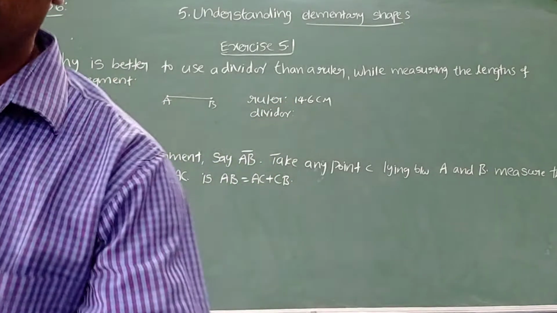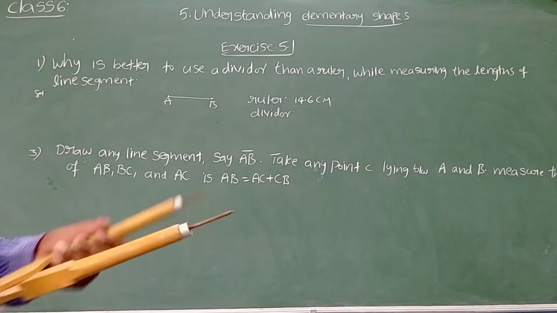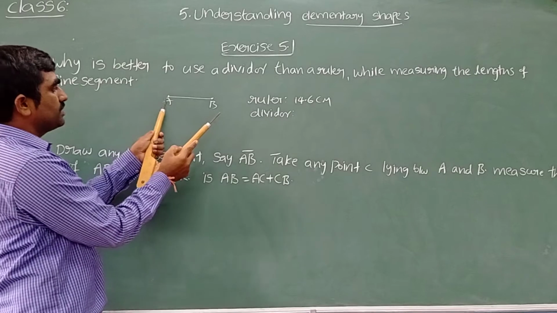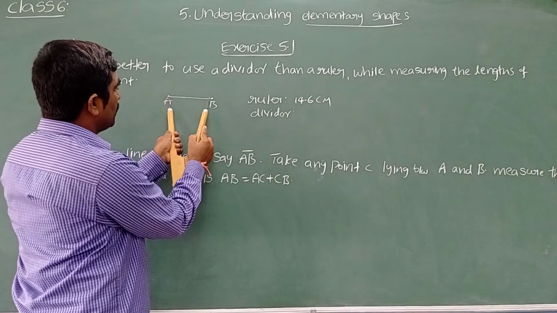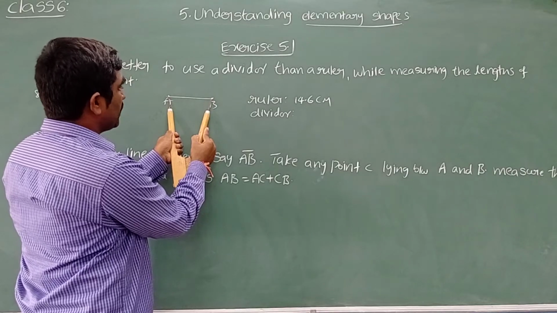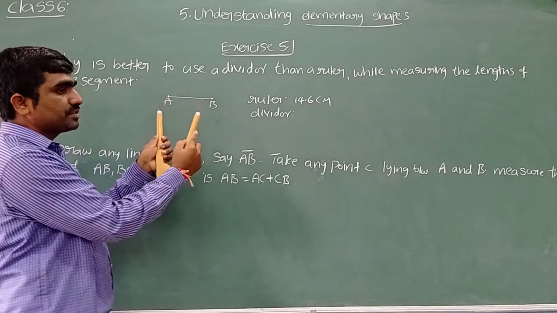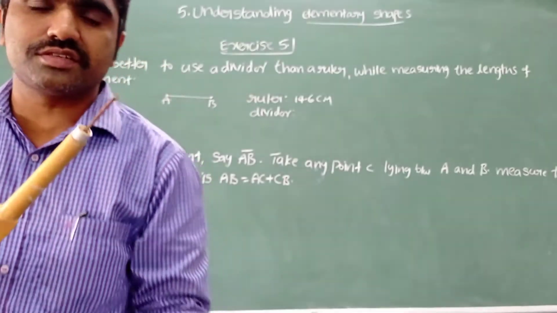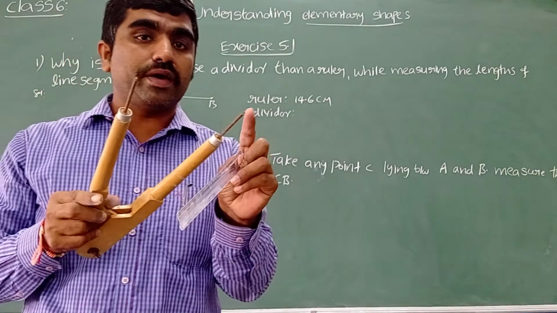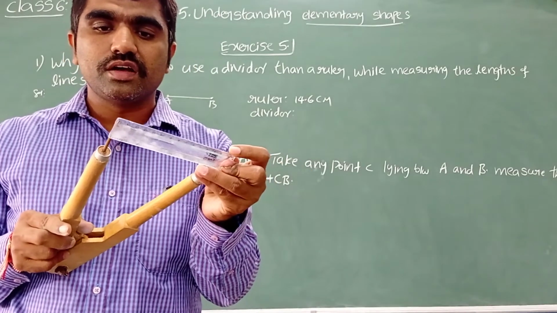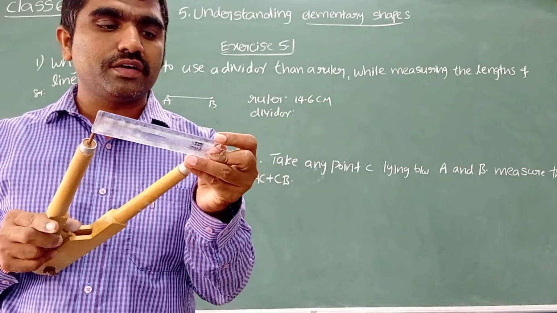Now if I measure with the help of a divider, first we have to open both pointers of the divider and keep them exactly on the ends of the line segment. Now lift the divider without changing the radius. Keep it on the scale, make sure one pointer is at 0 and mark the other pointer.